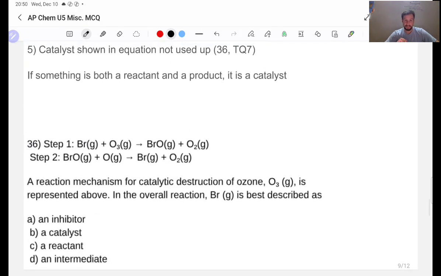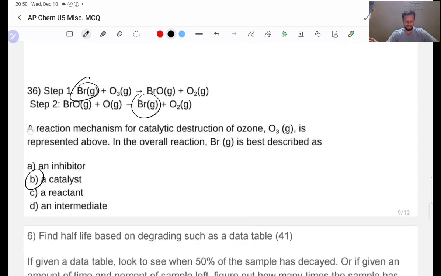Keep in mind that sometimes AP Chem likes to write the catalyst as a part of the equation. If something is used as a reactant and a product, like you can see in this example here, Br is a reactant and a product, that means it's a catalyst. So if you see something that starts in the reaction and is produced at the end in the step-by-step mechanism, that means it's a catalyst.